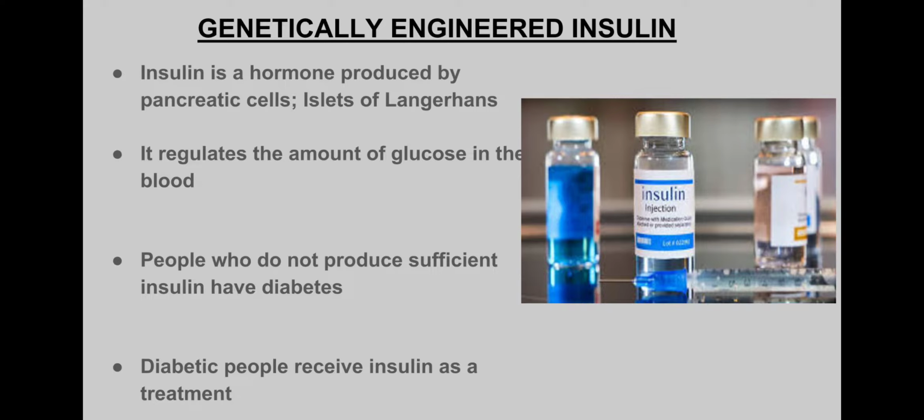So, insulin is basically a hormone which is produced by the pancreatic cells. These pancreatic cells are known as islets of Langerhans. What does insulin do? Basically, insulin regulates the amount of glucose in the body. And people who do not have sufficient insulin in their bodies have a condition or a disease known as diabetes. Diabetic people are the ones who receive insulin as a treatment.